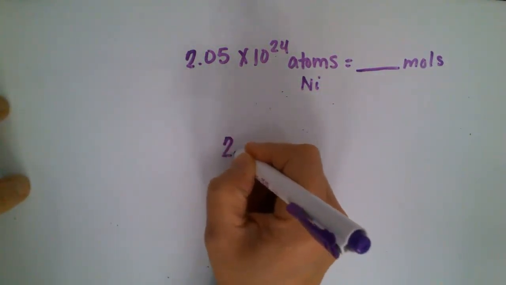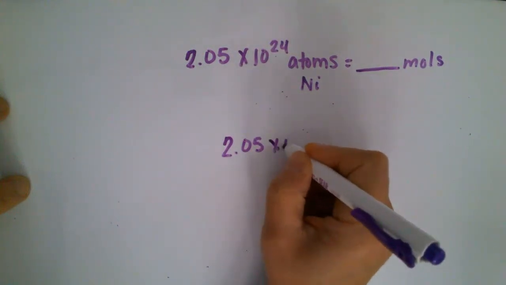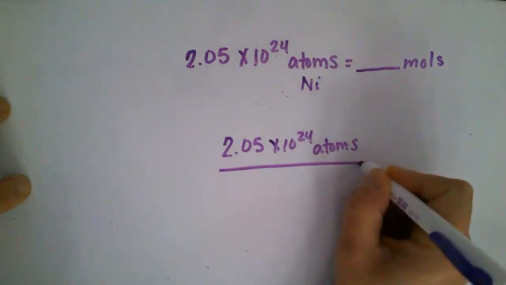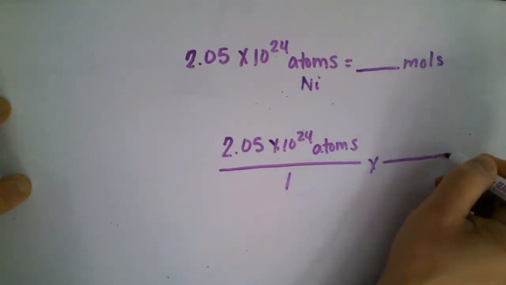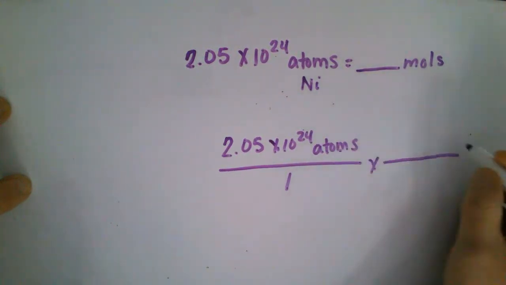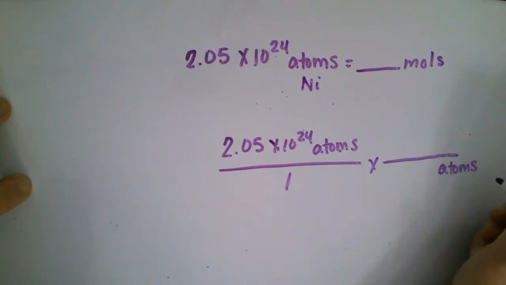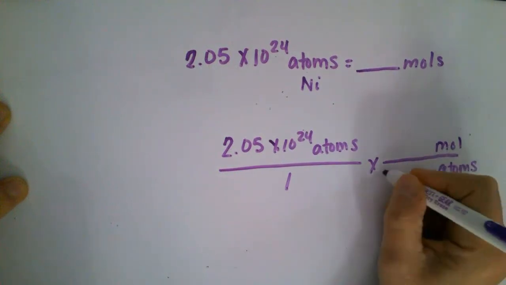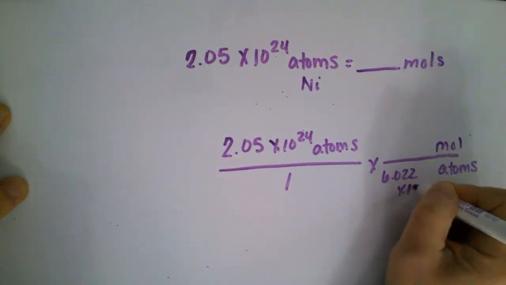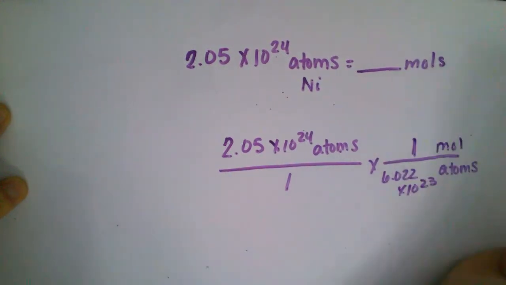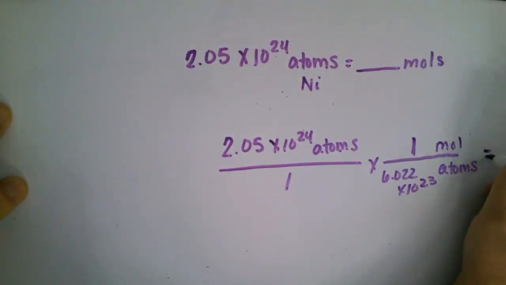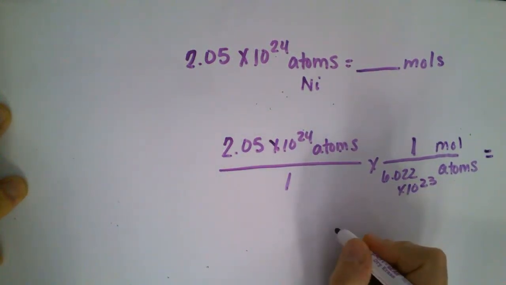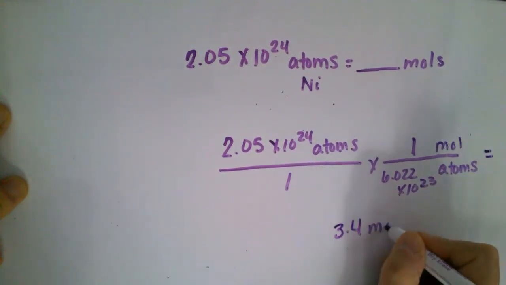So again, write what you start with. We have 2.05 times 10 to the 24th atoms over 1. Make a conversion factor. Atoms is on top here, so it has to be down below. So how many atoms then are in a mole? Well, we know that there is 6.022 times 10 to the 23rd atoms in 1 mole. So if we take this number and divide it by this, it will end up equaling 3.4 moles.